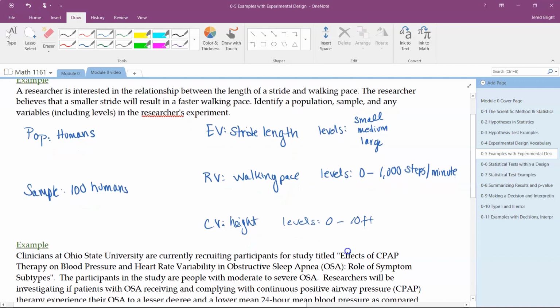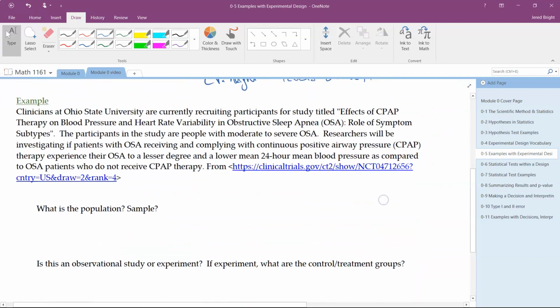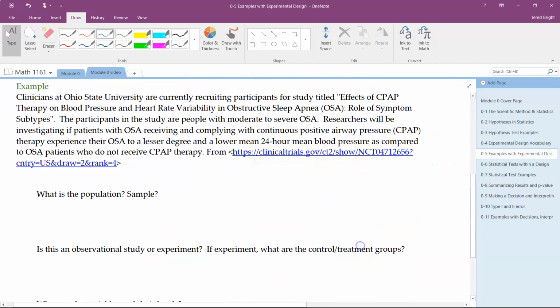Okay, next one we're going to move through quicker. Well, maybe, maybe not. But here we have a real context. So at Ohio State University, clinicians are recruiting actually right now for this study. It's been approved and all that, where they're looking at CPAP therapy on blood pressure and heart rate among those people with obstructive sleep apnea, OSA.